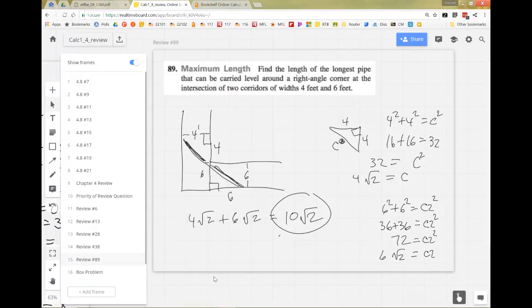Okay, now I did this problem differently than the book. Okay, but here's the idea. Find the length of the longest pipe that can be carried around a right-angled corner at the intersection of two corridors. One of them's 4 feet wide and the other one's 6 feet wide. So in other words, you got this straight piece of pipe in black here, and the question is, when will it fit around the corner without gouging the walls? So it's a hallway. You got a 4-foot hallway here. I didn't draw it to scale. You got a 6-foot hallway down here. So how long of a pipe can we get around the corner? Obviously, if the pipe is too long, you're not going to make it.